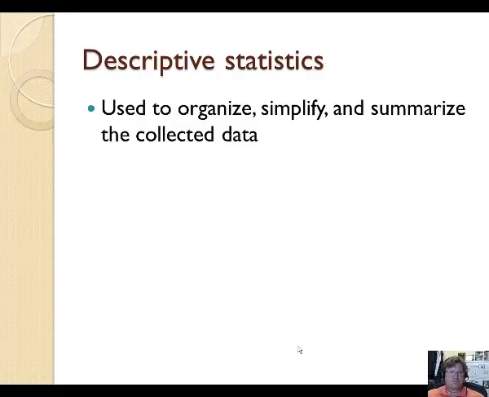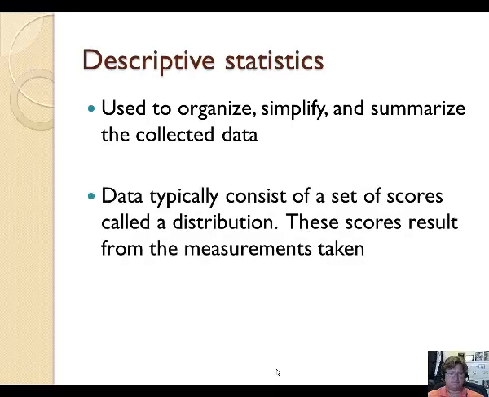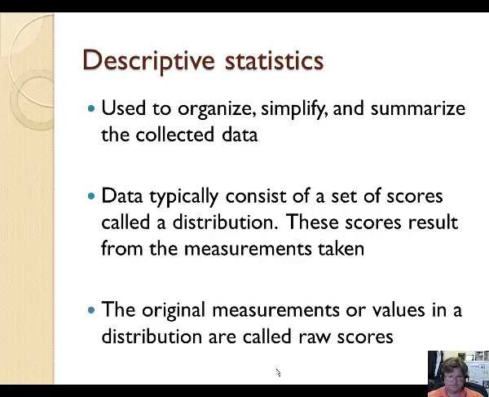So we use descriptive statistics with descriptive research to organize, simplify, and summarize the data that has been collected. It typically consists of a set of scores called a distribution. The scores result from the measurements that are taken in the study. The original measurements or values in the distribution are called raw scores.